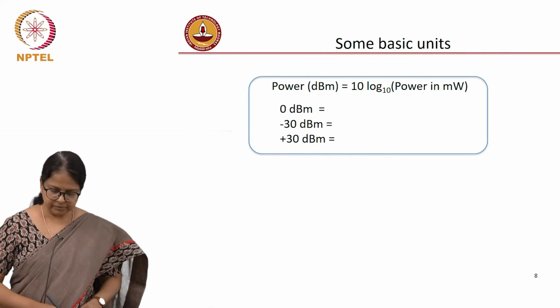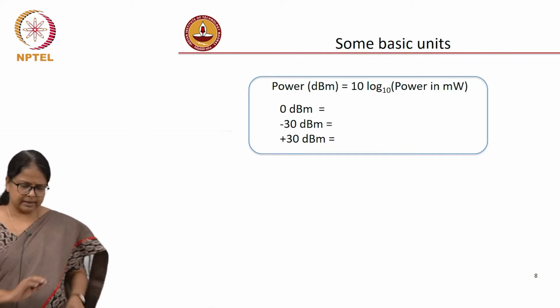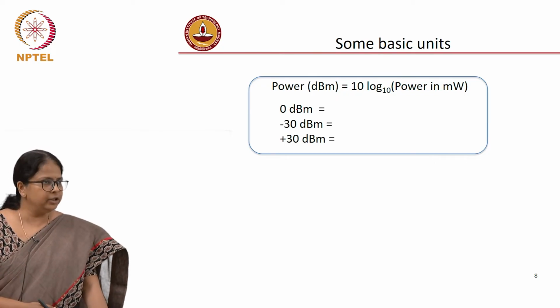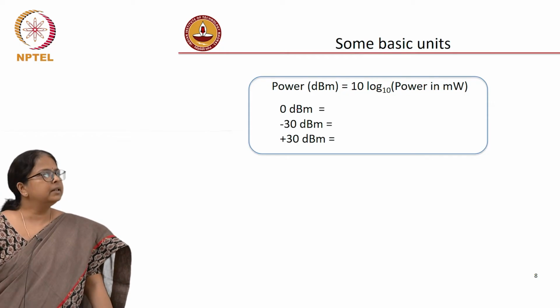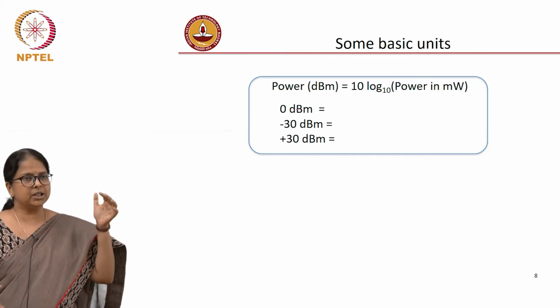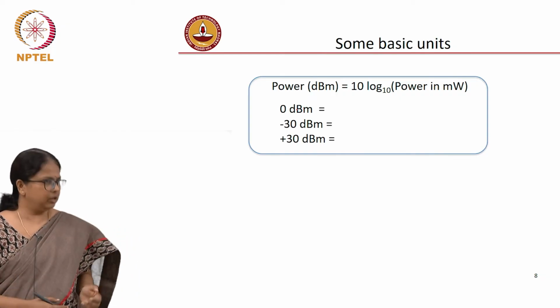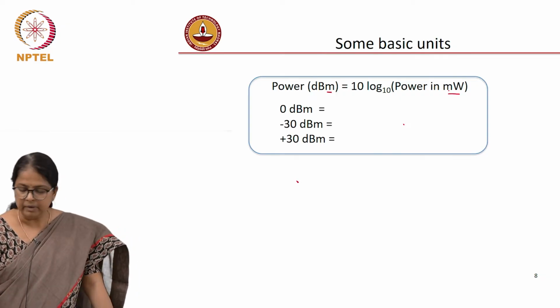Okay. Before we go ahead, some basic units you may be aware of, but just to remind you, whenever there is a change over orders of magnitude, we represent the quantity in logarithmic units. So power in dBm is 10 log to the base 10 of power in milliwatt.